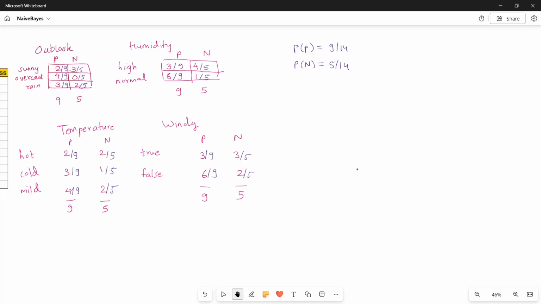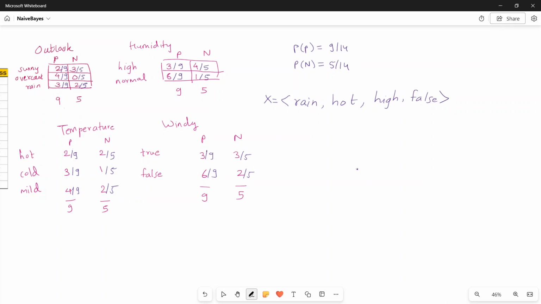Okay, so now based on all this, let's make a prediction. The unseen example that we have is, let's say it is raining and it is hot outside, the humidity is high, but it is not windy. Given this x vector, given these features, what is the prediction whether that person will go out to play tennis or not?